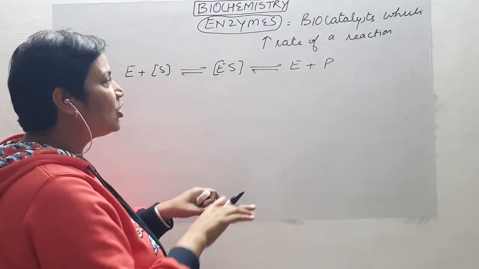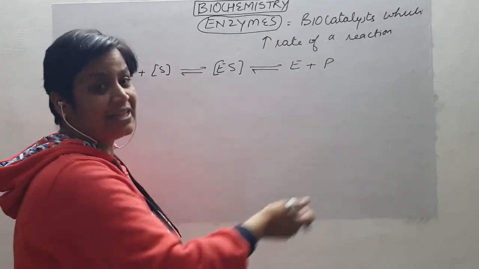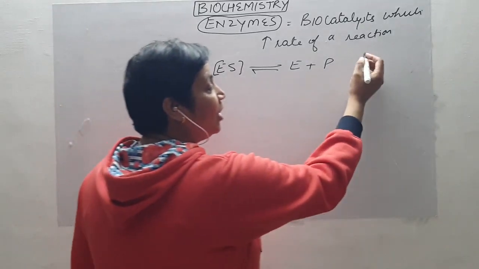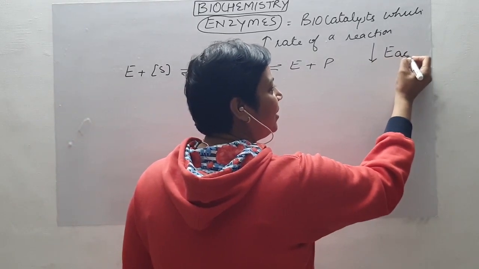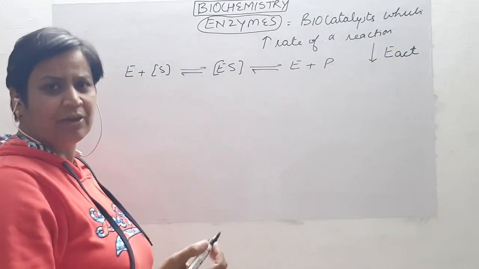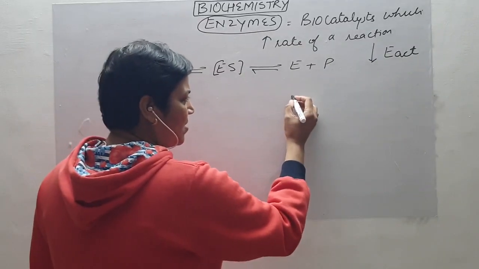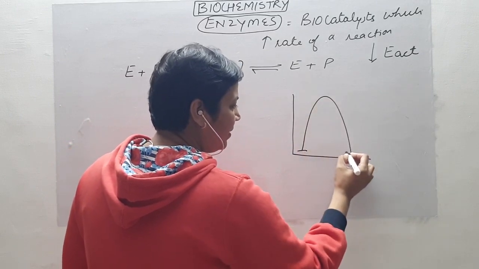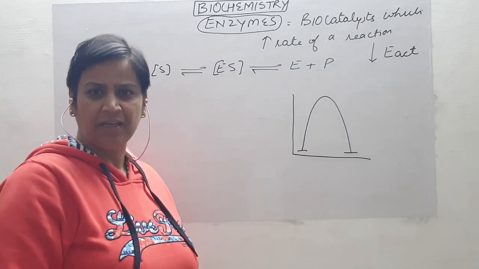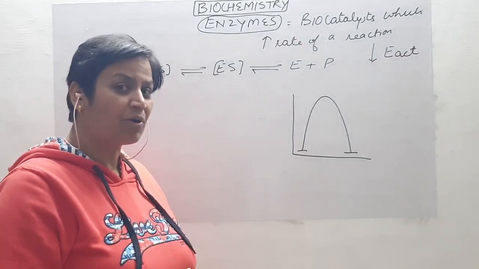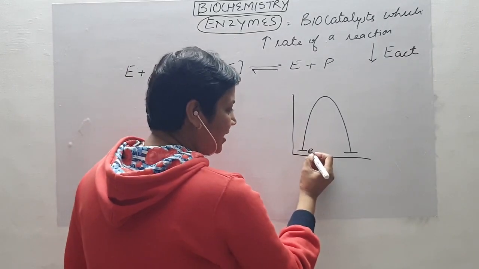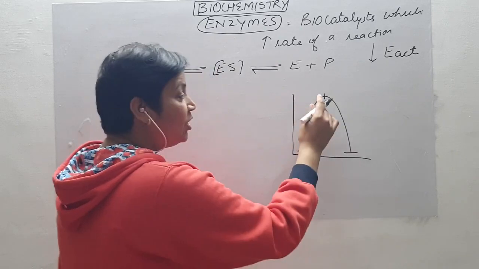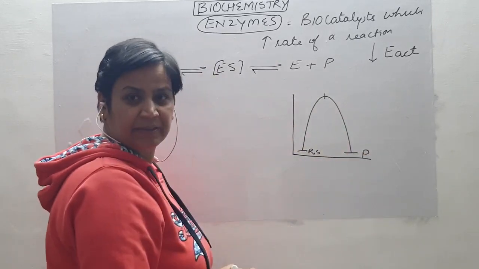So what is the function of enzyme? Enzyme increases the rate of a reaction. And how do they increase the rate of a reaction? By lowering the activation energy. Now let's take a reaction. Whether it is exothermic or endothermic depends upon the enthalpy of the reactants or the products. Say these are the reactants or the substrates. They have to cross this energy barrier so that they can be converted to the product.